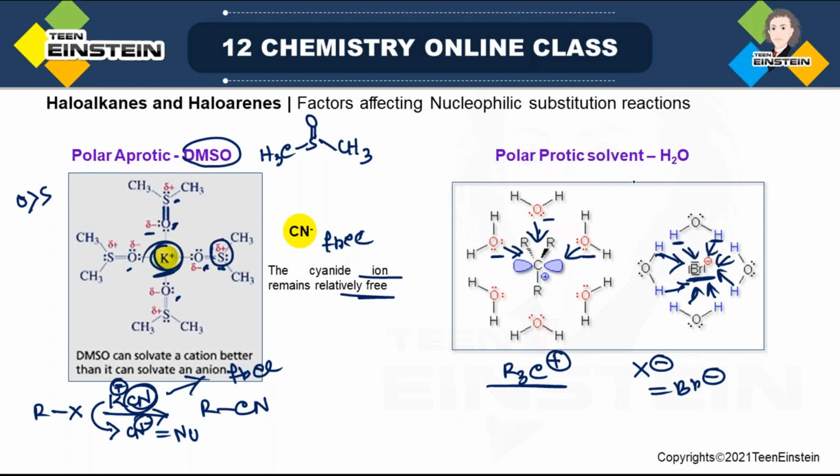So that is why polar protic solvent is used in case of SN1, but polar aprotic solvent is used in case of SN2. Because in SN2, you want the nucleophile to be in free condition, but not in SN1. In SN1, it is not necessary that the nucleophile must be in free condition. Okay. So some more factors we'll discuss in the next class.